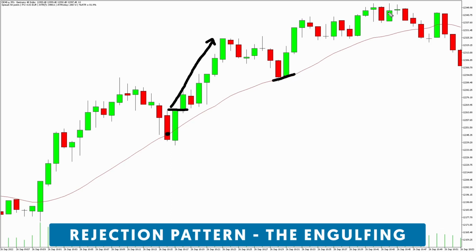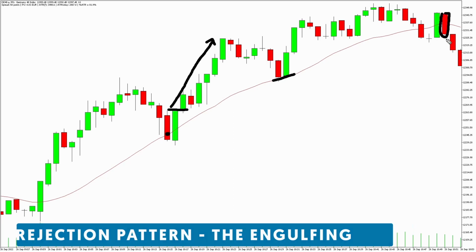And then when we have the possible trend change, we see the same thing but inverted. So now we have a green candle that tried to break the moving average to the upside, and then it was completely deleted by red. So this signal that we see here is the same as these ones, but it's just inverted.